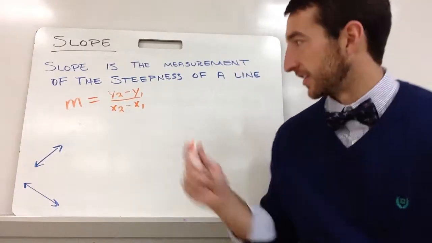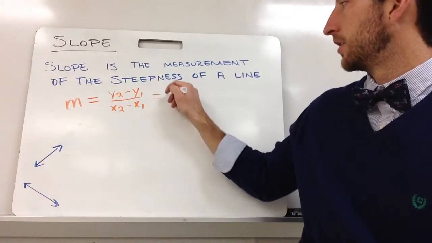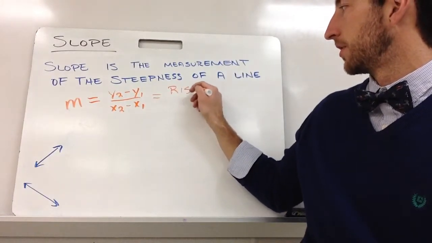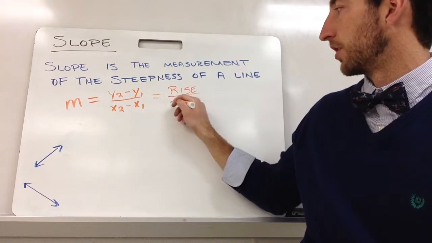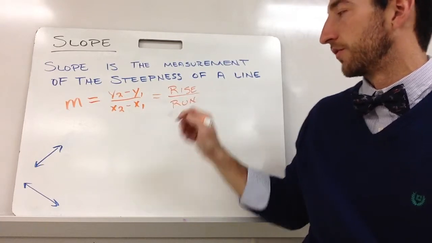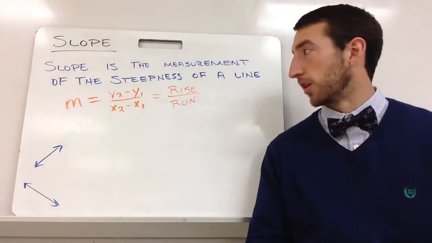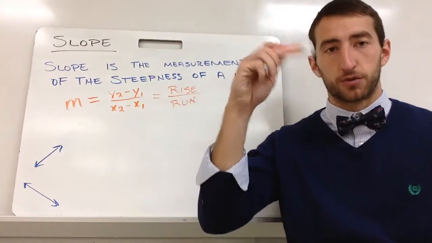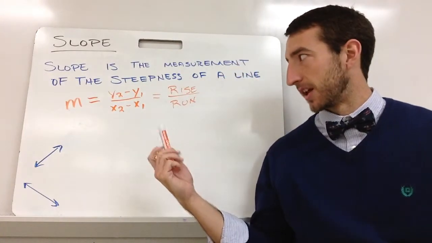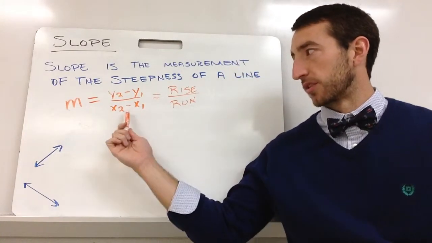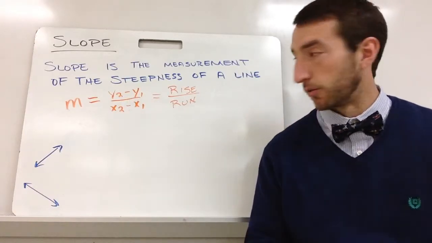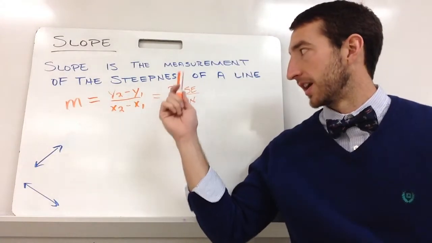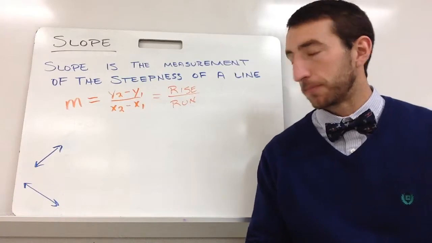You're also going to see this as the rise over the run. I'm sure you've heard a lot of teachers say rise over run. So if you think of rise, that deals with your y-axis because the y-axis goes up and down, and your run deals with the x-axis because the x-axis goes left and right. So it's how much we rise by over how much we run.